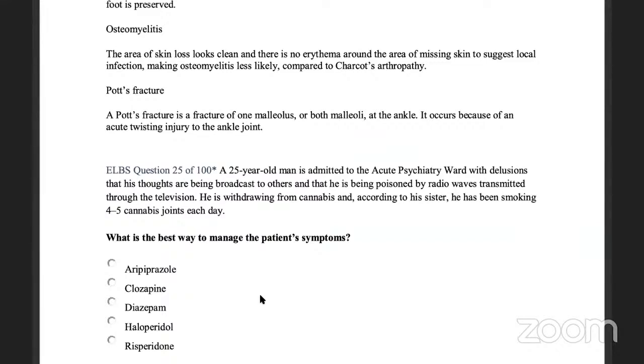A 25-year-old man is admitted to the acute psychiatry ward with delusions that his thoughts are being broadcast to others, and that he is being poisoned by radio waves transmitted through the televisions. He is withdrawing from cannabis, and according to his sister, he has been smoking four to five cannabis joints each day. So what is the best way to manage this patient's symptoms? Aripiprazole, clozapine, diazepam, haloperidol, or risperidone? Risperidone, I think.